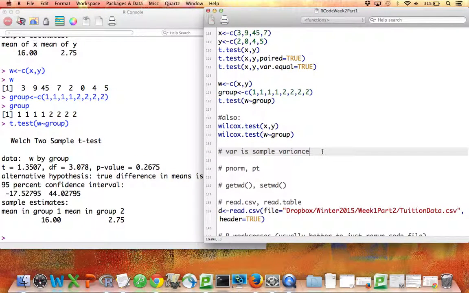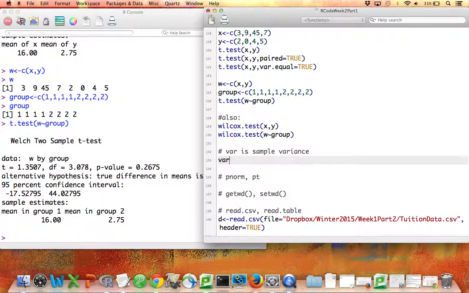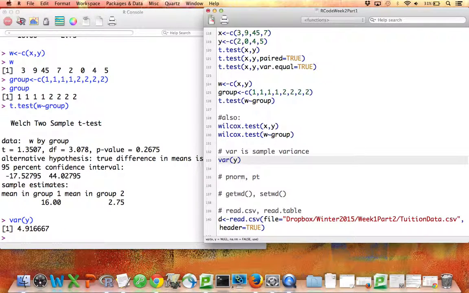Here's another note. In R, you can take the variance. Suppose I take the variance of, I don't know, y. That's one of the vectors I have here. One important thing to note is this is the sample variance. In other words, this variance of y is the sum of the squared differences between the values and the mean of the values divided by n minus 1. So the length of y here is 4. So this is those values, the sums of the squared differences divided by 3.